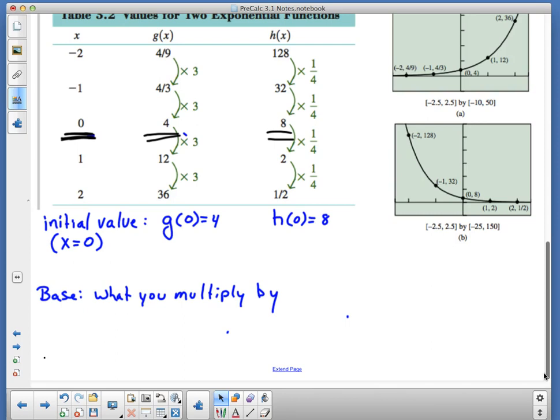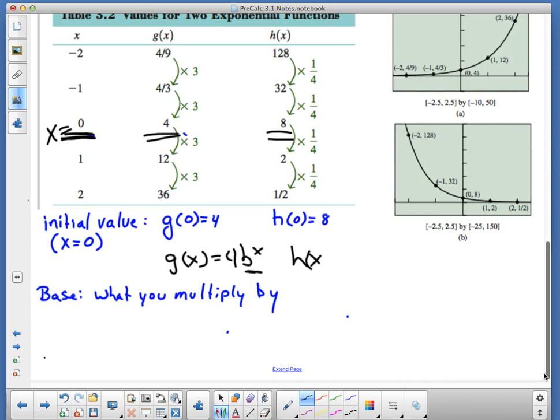Does that make sense? Why? Because at the point where I have x equals 0, I get 4. So I'm raising my b value to the 0 power, and I'm multiplying by my initial value, my a value. So right now, I know that my g of x function looks something like this, and I've got to find out what that is. And my h of x function looks something like this, and I've got to find out what that is for that function.